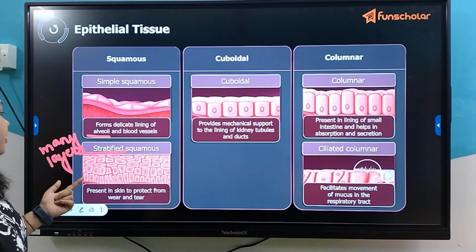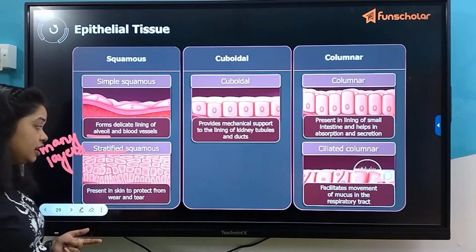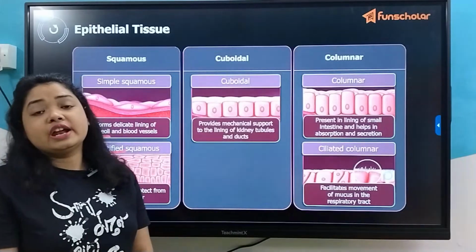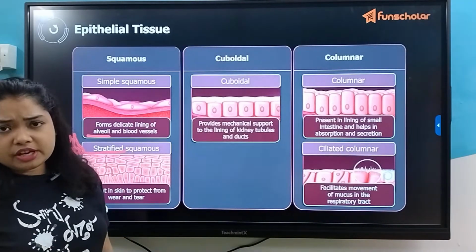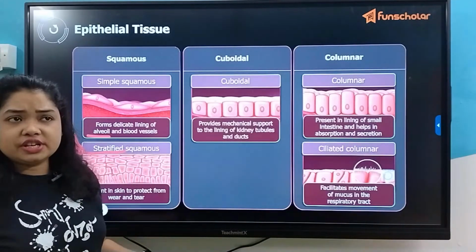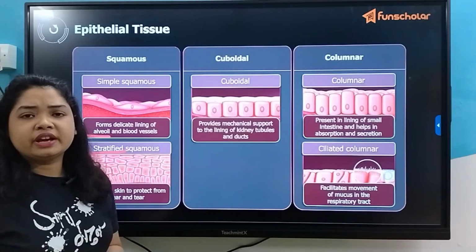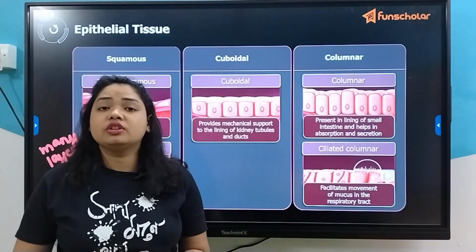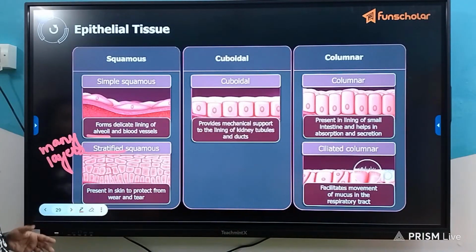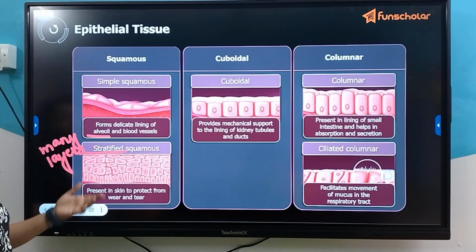On the other hand, stratified squamous epithelium is present in skin because it is the outermost covering. So we are exposed to the environment where we have to fight against a lot of impurities, pathogens, and every sort of mechanical injury that we can come across on our regular basis. So therefore, in order to protect the body as a whole from all sorts of these difficulties, we need the presence of stratified squamous in our skin.